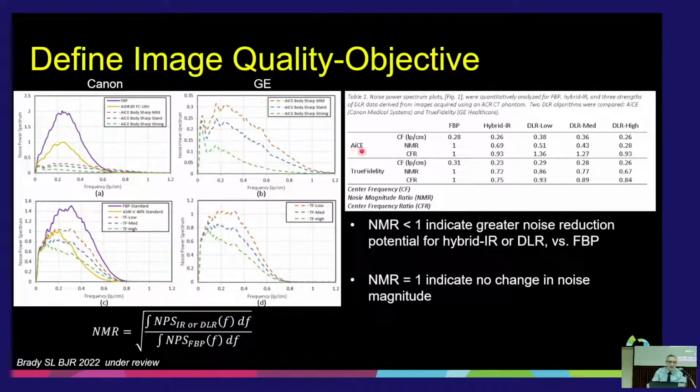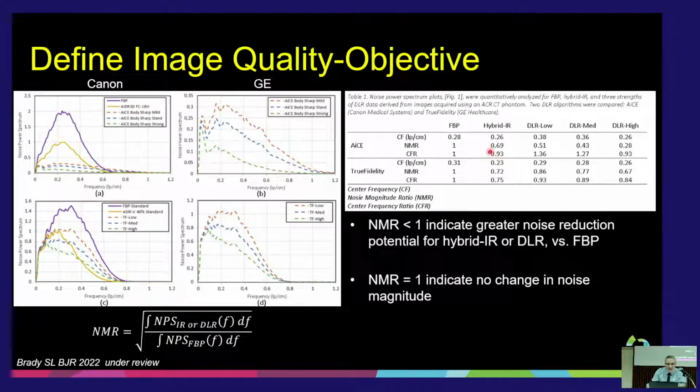And so what I did is I just did all these calculations, calculated the noise power spectrum for all 3 of them, and I calculated the noise magnitude ratio, just basically the area under the curves. And what happens is if you see an NMR that's less than 1, that means there's greater noise reduction in hybrid IR, in IR or deep learning.